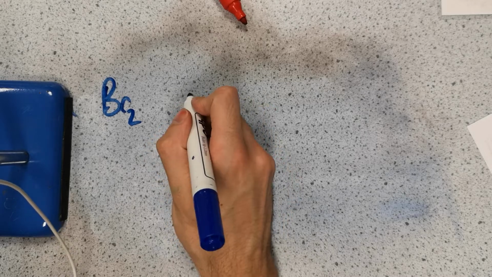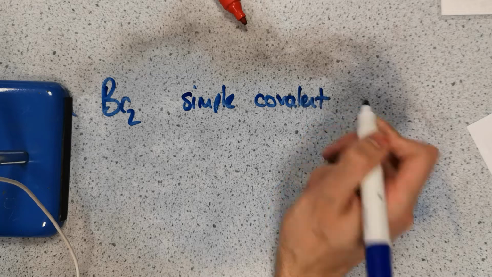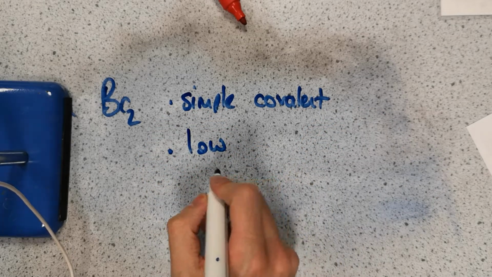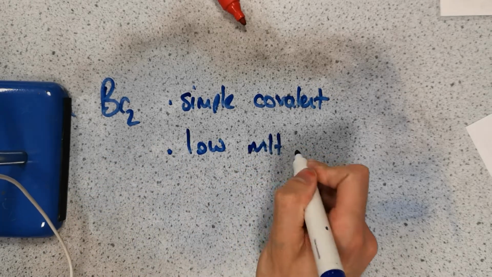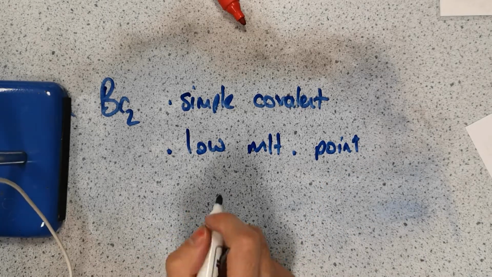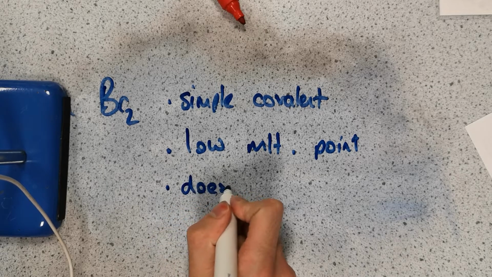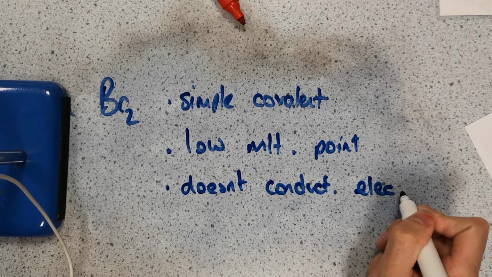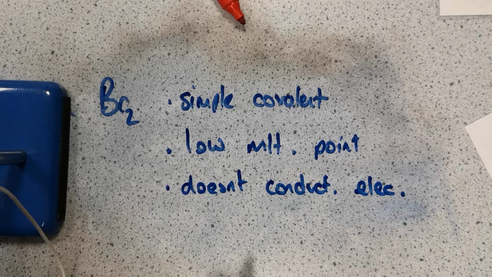The final one to look at in this is bromine, Br2. So bromine is a simple covalent compound. It's two bromines bonded to each other. They're both non-metals. So the only thing holding it together are weak intermolecular forces. So it has a low melting point because these are very easy to break. It doesn't take a lot of energy to break intermolecular forces. It doesn't conduct electricity, and that is because it has neither electrons that can move or ions that can move. So no conducting there.